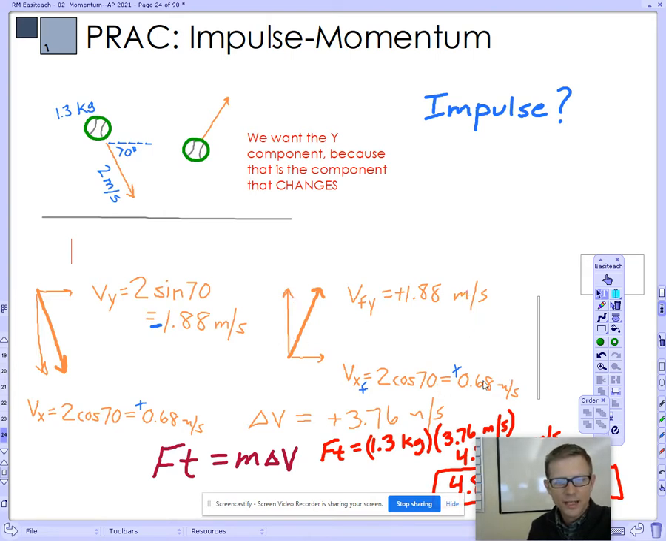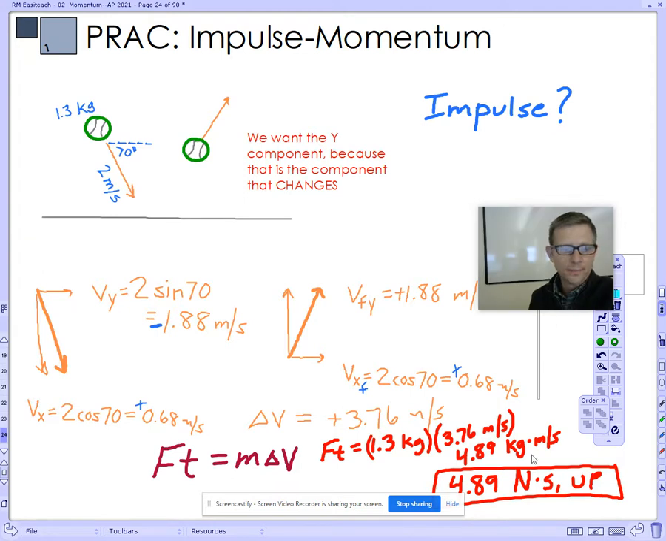You could find the original x components. Sure, let's do that. Let's use cosine. And the cosine of 70 times 2 is positive 0.68 because it's to the right in the beginning. It's also to the right at the end, so there's really no change in the horizontal velocity.